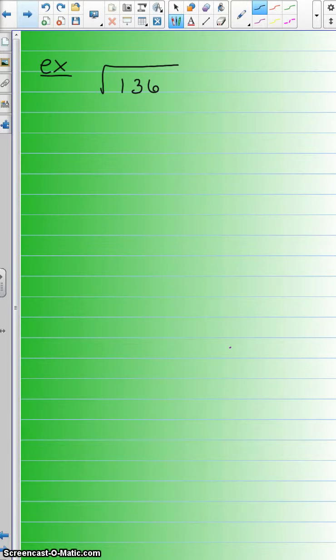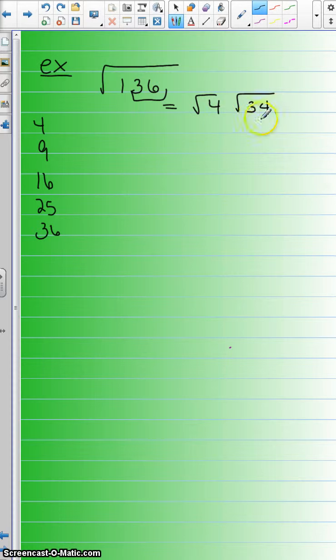Square root of 136. So I can look at my perfect squares again and see which one goes in there evenly. 4, 9, 16 are my numbers, 25, 36. And I want my number to divide evenly in here. I'm going to start with 4 because I know 4 goes into 36, so it's going to go into this whole number. And 4 is going to go in there, let's see, 3, that's 12, 34 times. And I can double check. 30 times 4 is 120, plus 16 is 136.